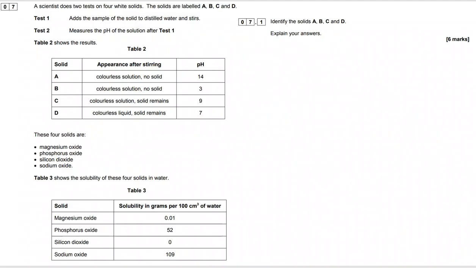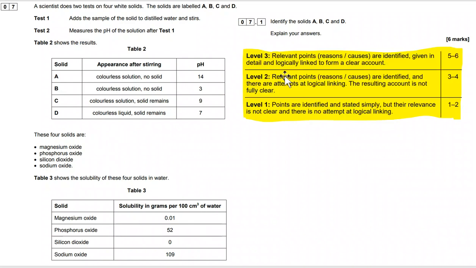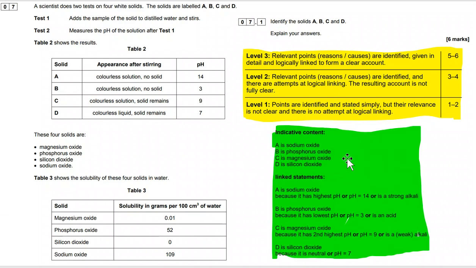So for question 1, it is a 6 marker. You've been provided with some information about what happens to 4 unknown solids, A, B, C, and D. And you've also been given the names of the 4 compounds and information about their solubilities. Now, as a 6 marker, we follow the usual levelled response, and you can see that here. But the indicative content on this one, first of all, you've got to recognise which is which.